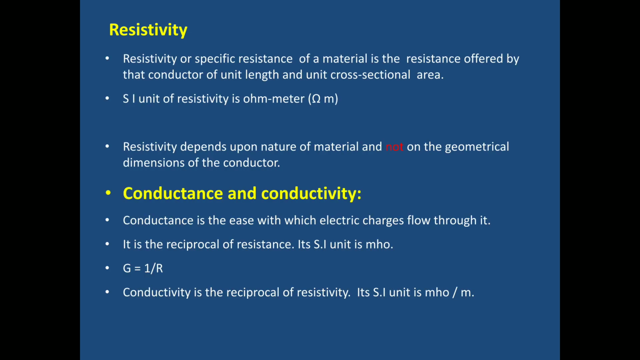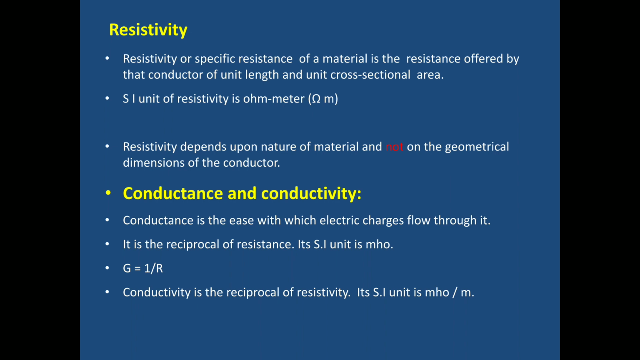Now, what is resistivity? Resistivity or specific resistance of a material is the resistance offered by a conductor of unit length and unit cross-sectional area. What does it mean? That it is the resistance offered by a unit cube. Its SI unit is ohm meter. Resistivity depends upon the nature of the material, but not on the geometrical dimensions of the conductor.